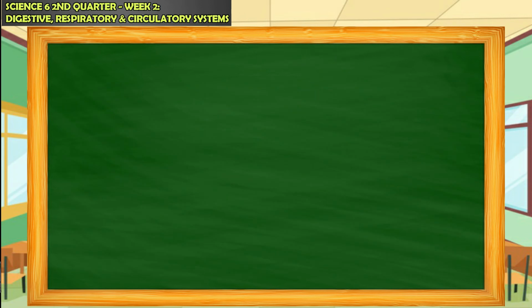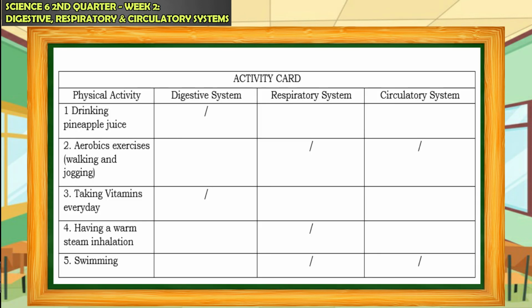Now, let's check your answers. If you have answered the following physical activities, then check if this fits or jives with your answers. If you have answered drinking pineapple juice, then it falls under digestive system. Next, if you have answered aerobic exercises such as walking and jogging, it falls under respiratory and circulatory system.